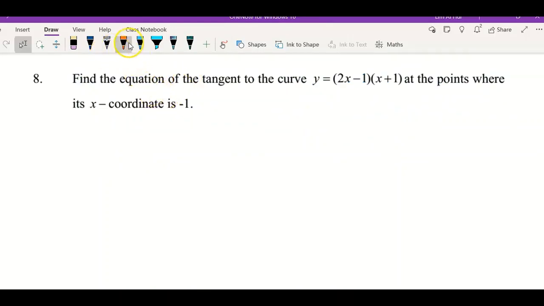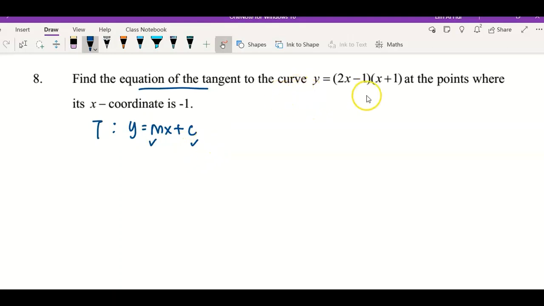For this question, you need to find the equation of the tangent to this curve at the point where the x coordinate is -1. So you want to find the equation of the tangent. First, you need the gradient of the tangent, because the tangent is in a straight line form. It's in the form of y equals mx plus c. This is your tangent equation.